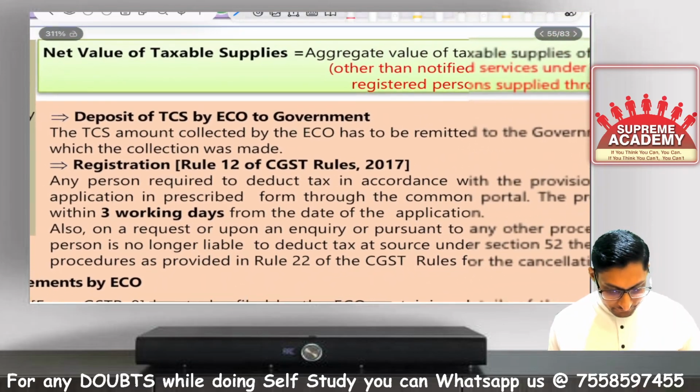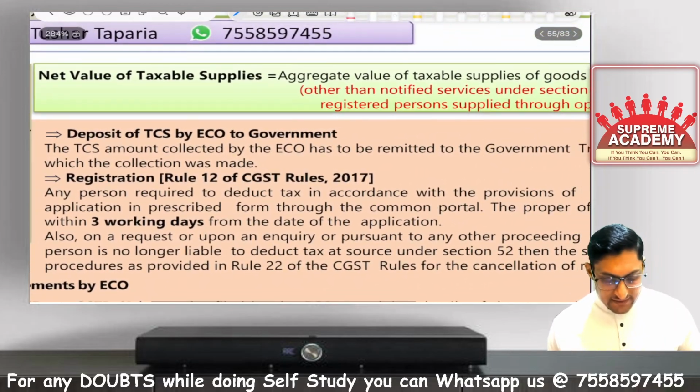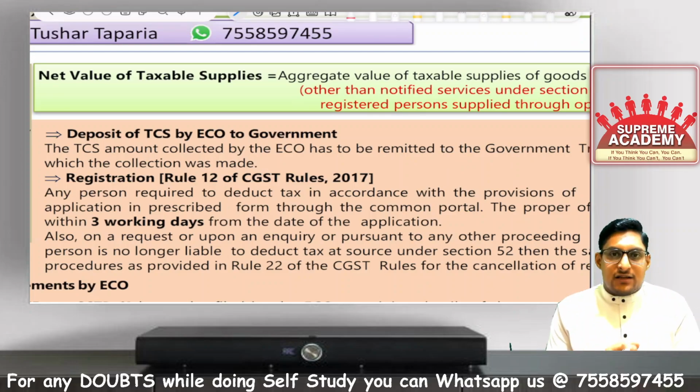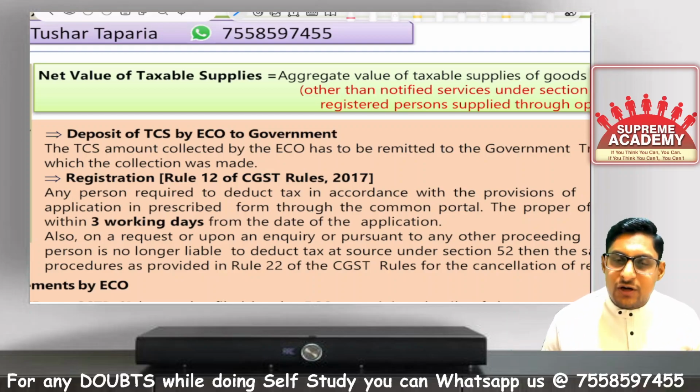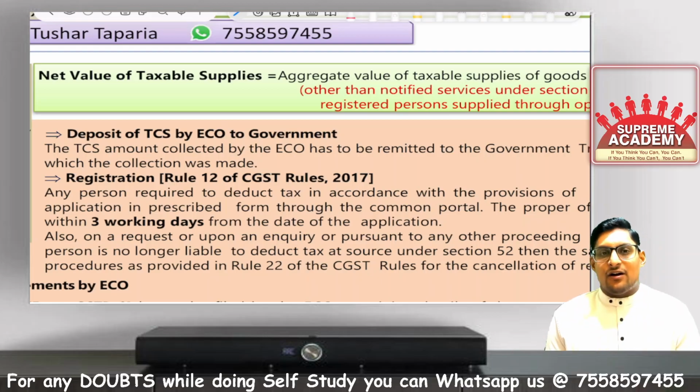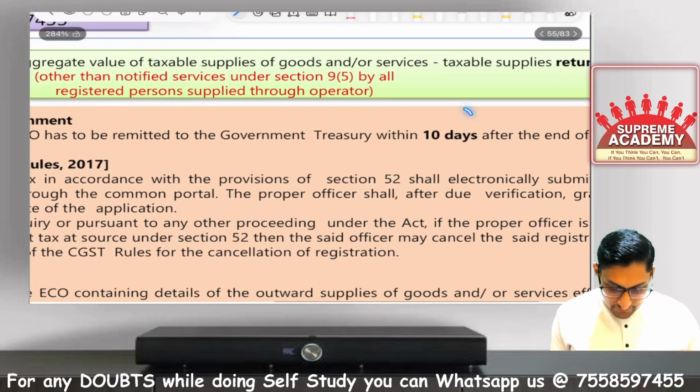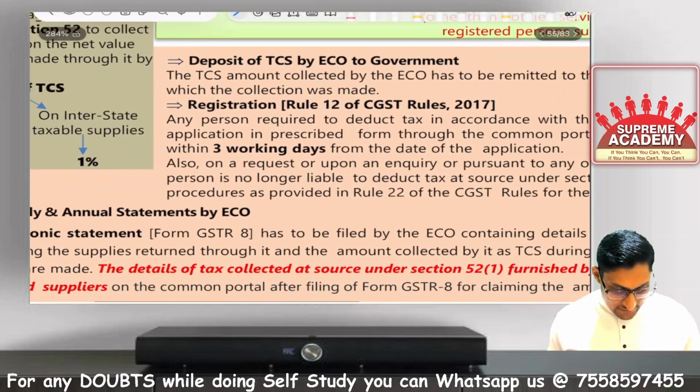Now again, as under TDS, where there was a provision of submitting the deducted tax amount to the government's account before the 10th of the next month, here also the amounts so collected by the ECO by way of TCS should be deposited to the government's account before the 10th day of the succeeding month.